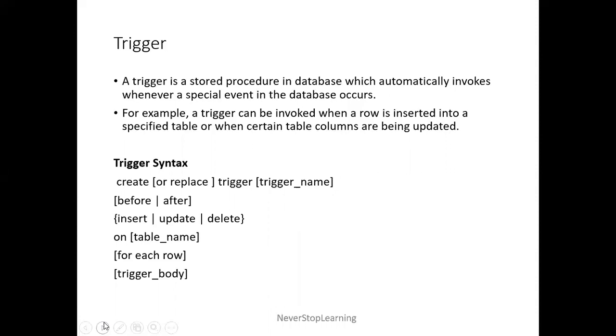Okay, so this is the syntax of the trigger. As you can see, we have to write create or replace. If a trigger is already present, then replace will work. Otherwise create will work. Then we have to give the keyword trigger, and then the trigger name, whatever name we want to give. So this line will create or replace the existing trigger with the trigger name you want to give.